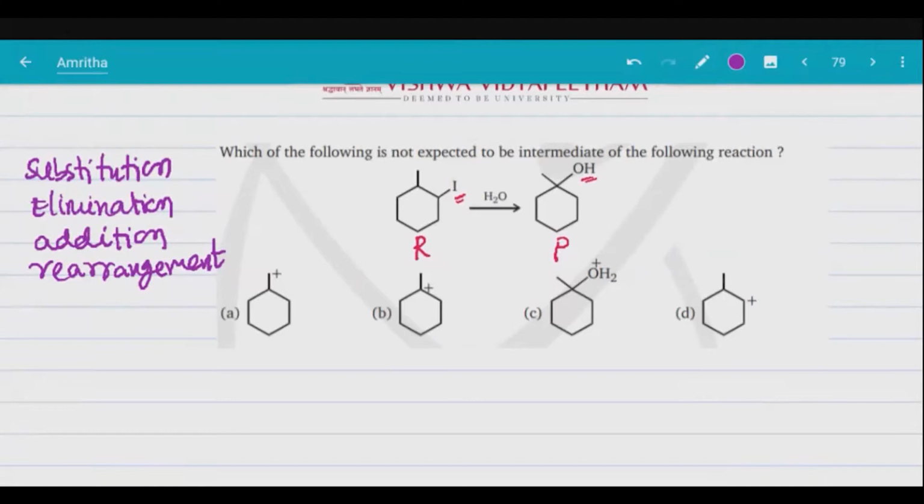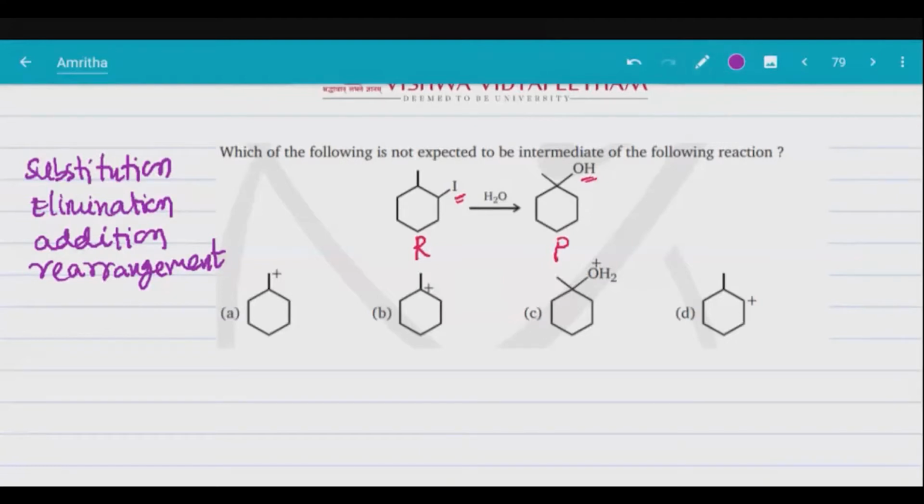Screen is not visible? Are you sure? Is everyone able to see the screen? Yes, right? It is visible. Okay, fine, thank you.